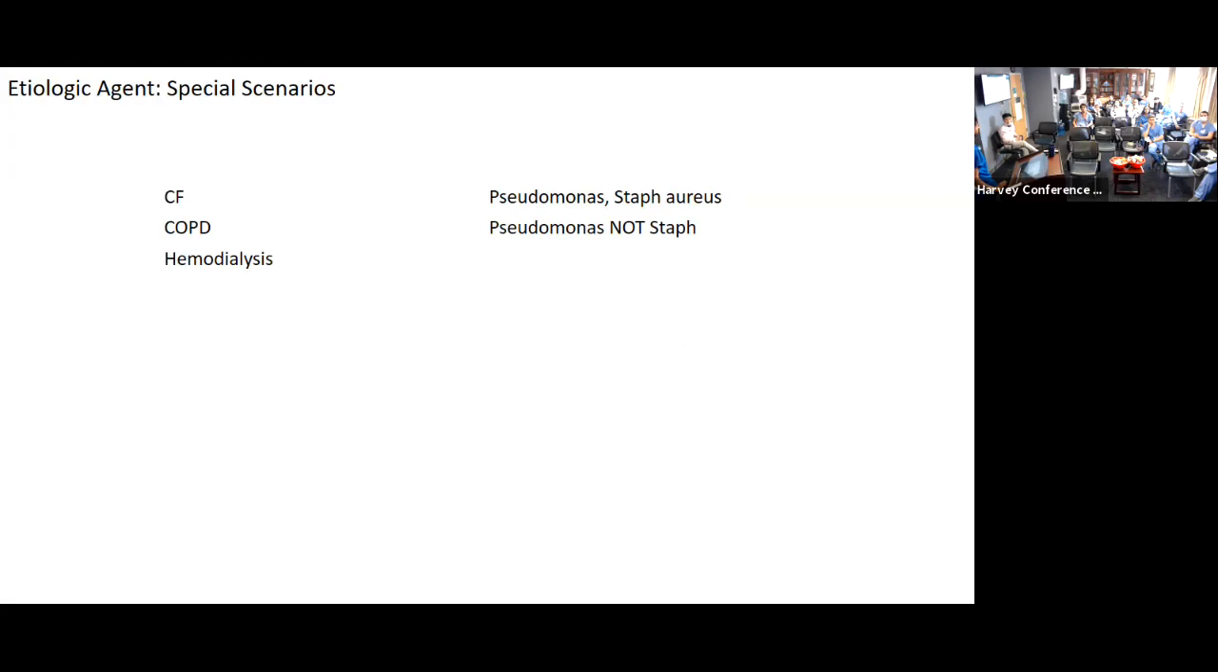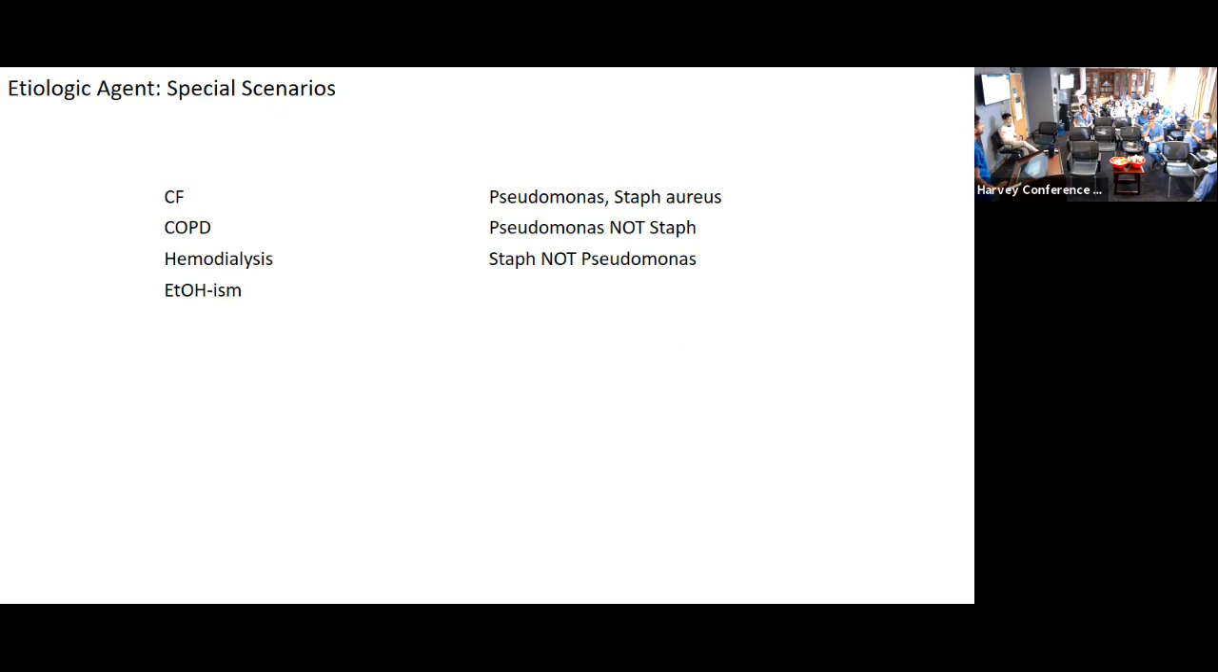Hemodialysis. Hemodialysis as contact with the healthcare system. Yeah. Actually, the point being made is that frequent contact with the healthcare system raises the possibility of staph very significantly. Other gram-negatives run a little bit. And structural lung disease is pseudomonas.